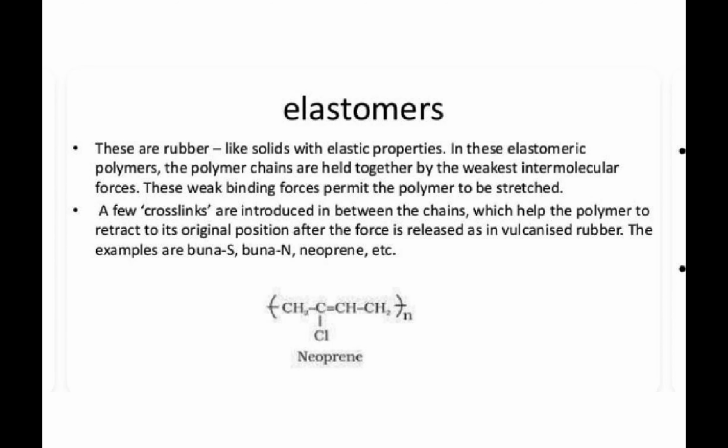And elastomers are rubber-like solids with elastic properties. Here the polymer chains are held together by weakest intermolecular forces. So these permit the polymer to be stretched, and a few crosslinks are introduced in between the chain. And what is their purpose? It helps the polymer to retract or come back to its original position once you release the force, just like a rubber band, as in vulcanized rubber. Examples are buna-S, buna-N, etc. Neoprene structure is given here. You will be asked to identify, after giving the structure, the name of the compound. So you have to know all this.